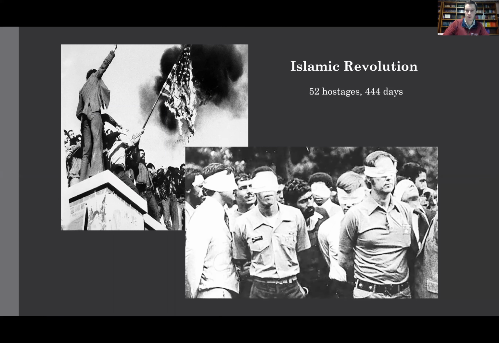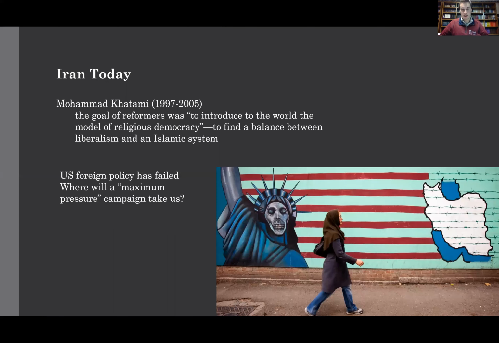But of course, this was a humiliating instance for President Carter, unable to negotiate the release of the hostages. To close out my presentation, Iran today in the 21st century: Mohammad Khatami was president of Iran from 1997 to 2005 and was seen as a reformer in Iran. And he had said this, that the goal of reformers was to introduce to the world the model of religious democracy, to find a balance between liberalism and an Islamic system.